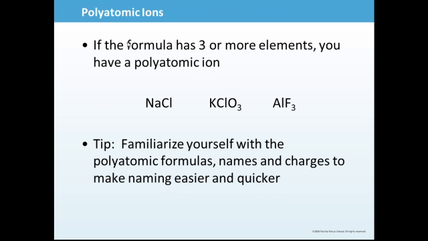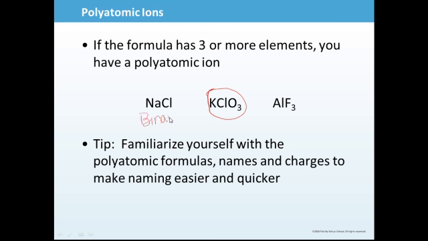I want you guys to get in the habit of looking at the formula and saying, okay, is it an ionic or covalent bond? Ionic is going to have metal, non-metal. Look at it and ask, how many elements do you have? If you have more than 2 elements, you have a polyatomic ion. So one of these compounds has a polyatomic ion in it. Can you tell which one? If you said the middle one, absolutely.